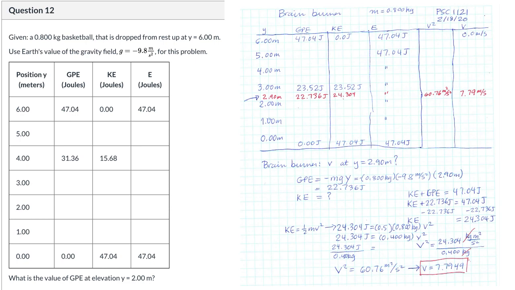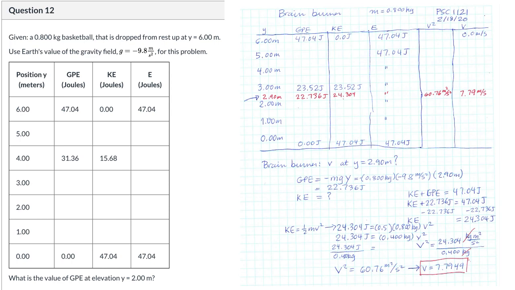All right, so let's do that on the calculator now. Let's see if you guys can see this. Let me move this up a little bit. Okay, so 0.80 times 9.8. And I'm dropping the minus signs because I've got negative times negative here, so it's going to be positive anyway. Times 2.90.